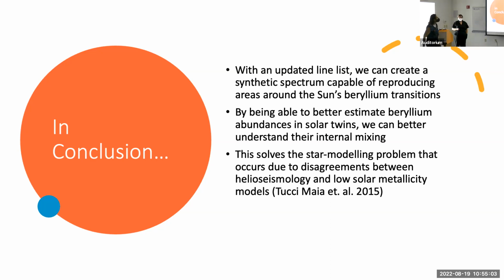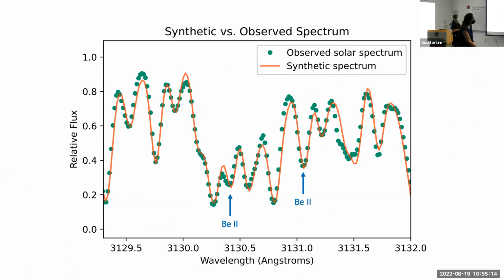You said you chose lines between 3130 and 3131 angstrom. Why did you choose those certain lines? So I'll go back here. This is that area. I worked on this because this is the area surrounding those 2 beryllium transitions, and that's really what we want to focus on. We want to focus on beryllium abundances because we don't have as many data points for them. And if we can get those beryllium abundances in solar twins, we can get more data to understand how internal mixing works. I hope that answered your question.